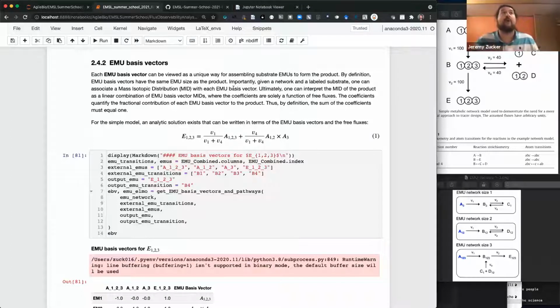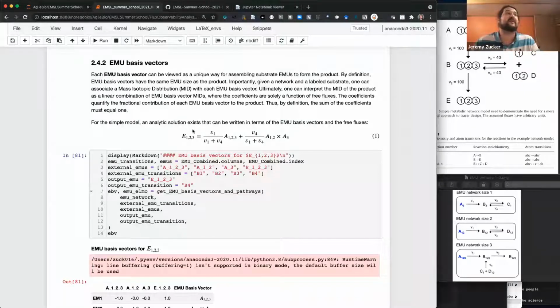Ultimately, one can interpret the MID of the product as a linear combination of EMU basis vector MIDs, where the coefficients of that linear combination are solely a function of free fluxes. So the coefficients quantify the fractional contribution that each EMU basis vector contributes to the product. Thus, by definition, the sum of the coefficients must always equal 1.